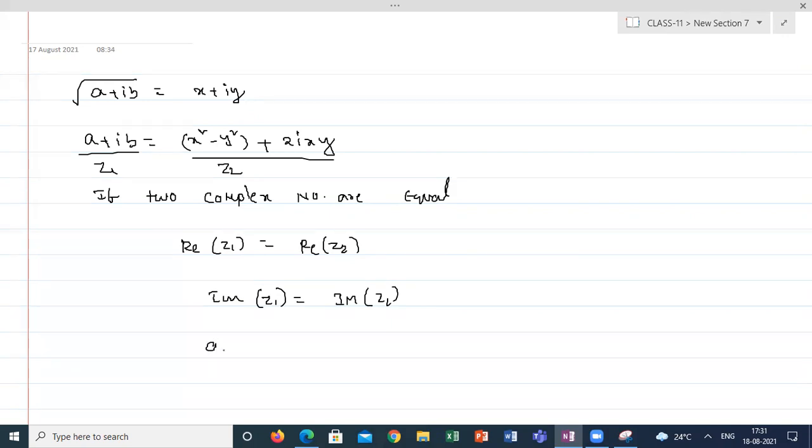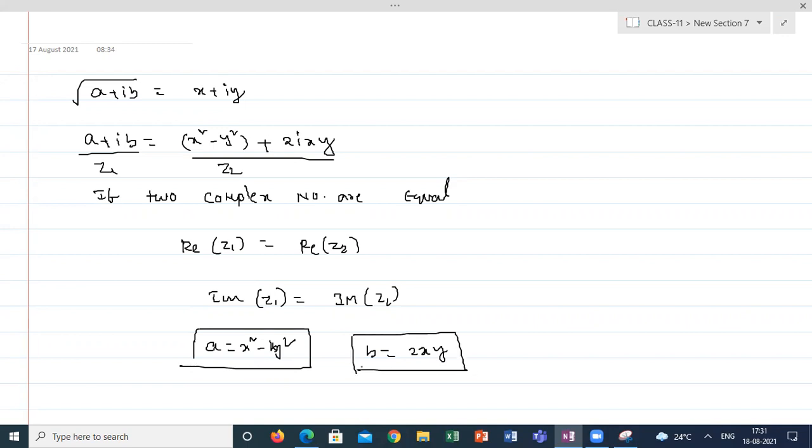So I can write a is equal to x square minus y square and b is equal to 2xy. With the help of two equations and two unknowns, it is possible to solve. I'm having two unknowns and two conditions, so it is ready to solve, correct? So using this method, you can calculate the square root.